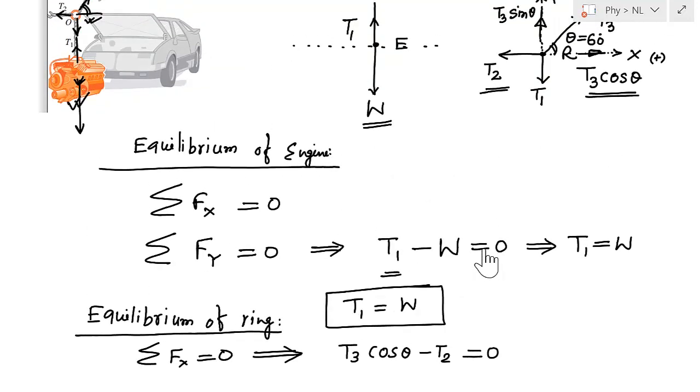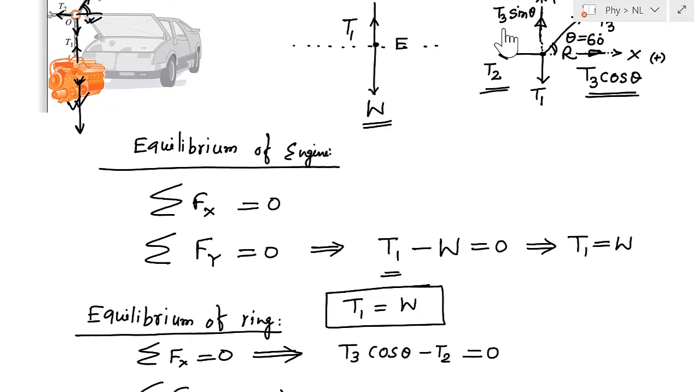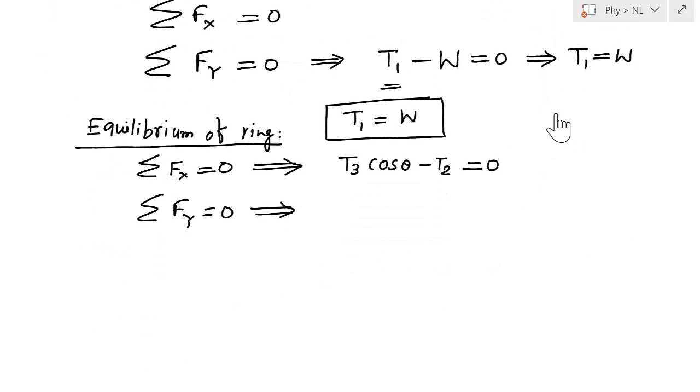Similarly, I can write the equation in the y direction. So in the y direction I can write summation of Fy is equal to 0. So this will give me the forces acting in the y direction: T3 sin theta, that is positive, and T1, that is negative. So I can write T3 sin theta minus T1 is equal to 0.